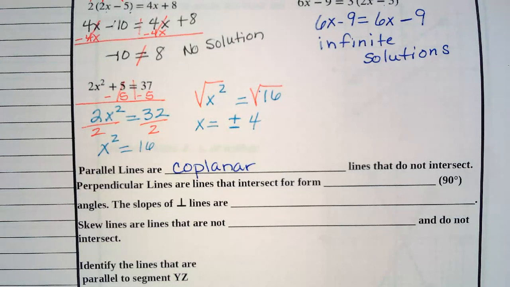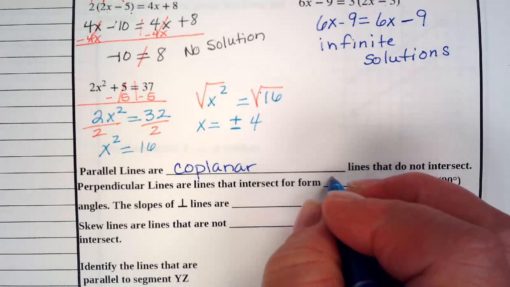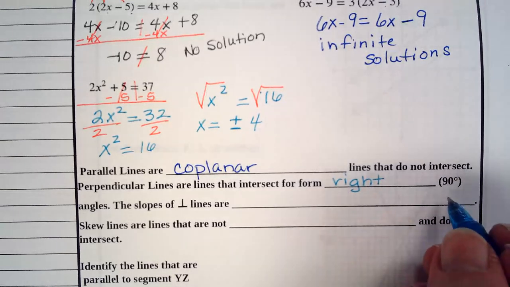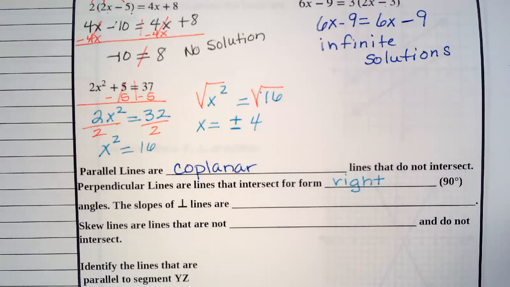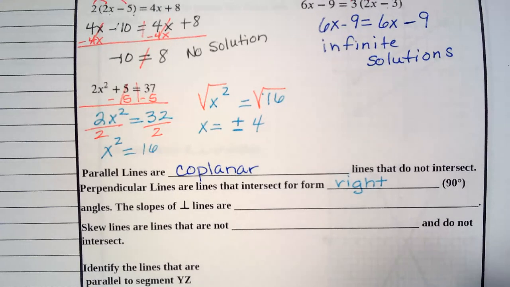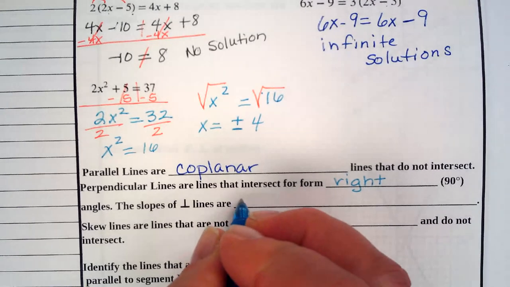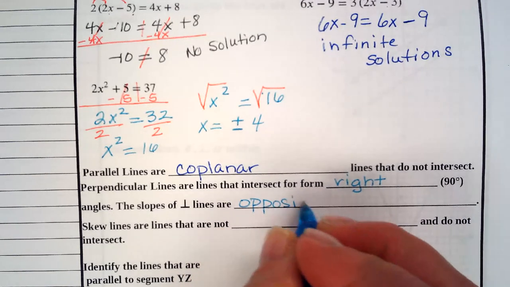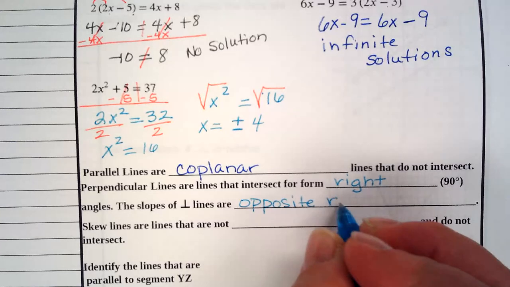Okay, perpendicular lines. Perpendicular lines are lines that intersect to form what kind of angles? Right angles. Or in other words, those 90-degree angles. The slopes of perpendicular lines are, this is one you might not know, opposite reciprocals.